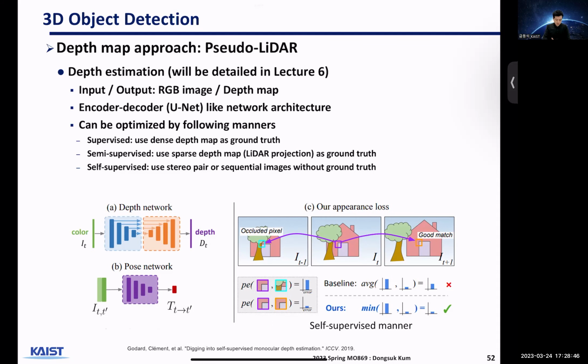So I pretty much gave you a summary of how the network works, and this is more detail of that. The depth estimation network, which will be detailed in lecture 6, the next lecture. So you get the RGB input, and your output would be the depth map. And you would use an encoder-decoder-like network architecture, similar to semantic segmentation, because you're estimating pixel-level distance. Okay.